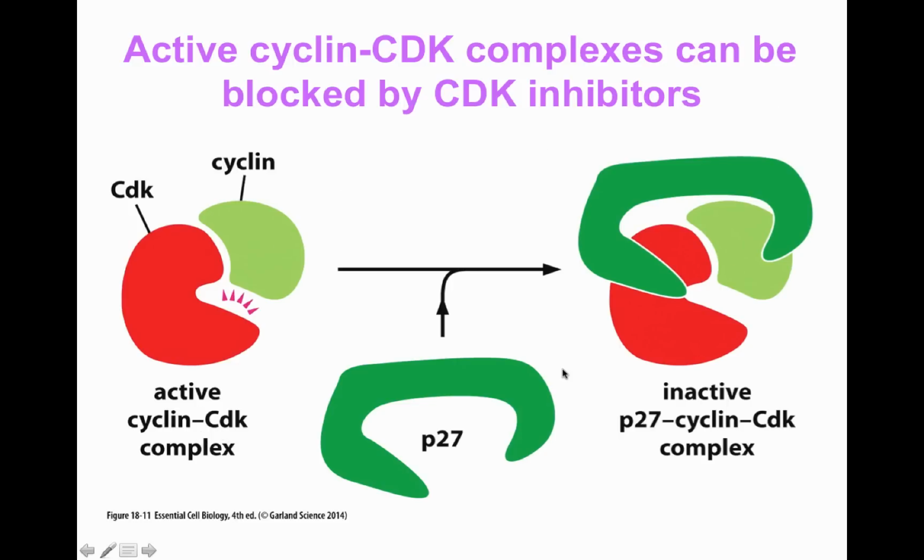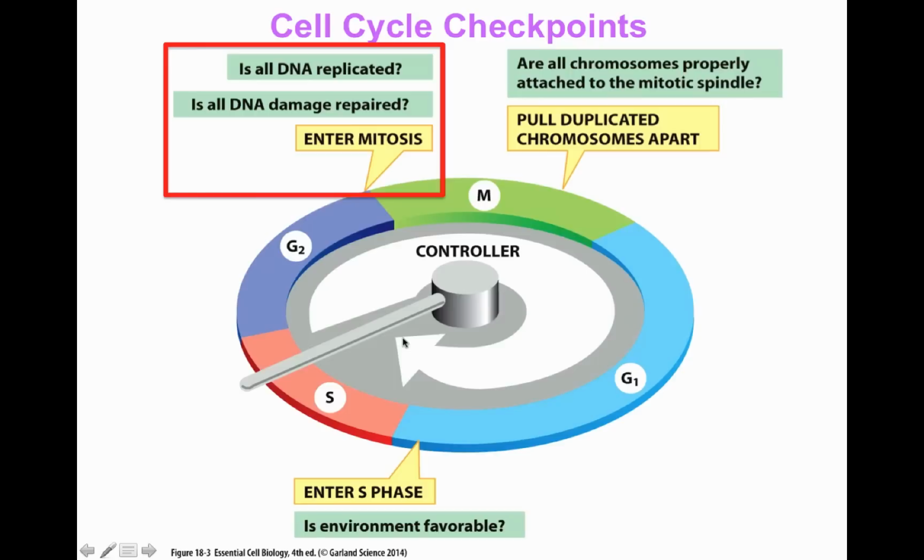So we're going to see that during the initiation of different stages of the cell cycle, proteins can bind to active cyclin-CDK complexes to inactivate them temporarily. And once the function has been performed, that protein can detach, allowing the molecule to go back to its active state. So let's take a look at this in a moment.